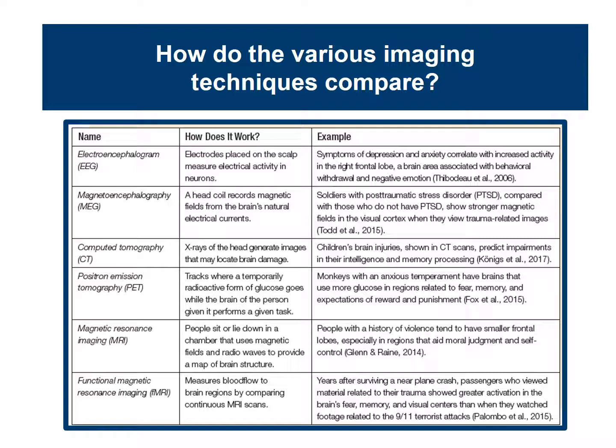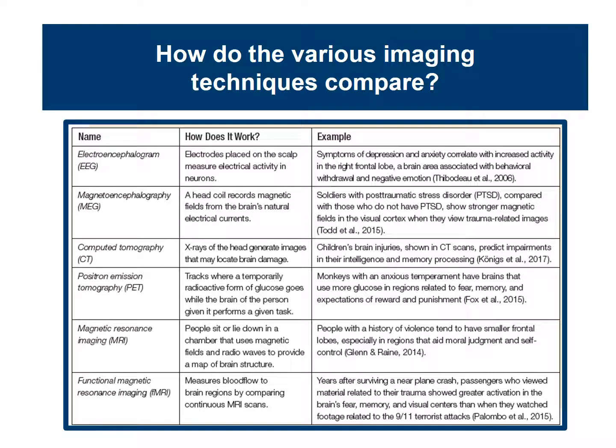So for the example of EEG, symptoms of depression and anxiety correlate with increased activity in the right frontal lobe, and that's a brain area associated with behavioral withdrawal and negative emotion. With an MEG, soldiers with post-traumatic stress disorder, compared with those who don't have it, show stronger magnetic fields in the visual cortex when they view trauma-related images. It's really interesting stuff. CAT scans: children's brain injuries shown in CAT scans predict impairments in their intelligence and memory processing.